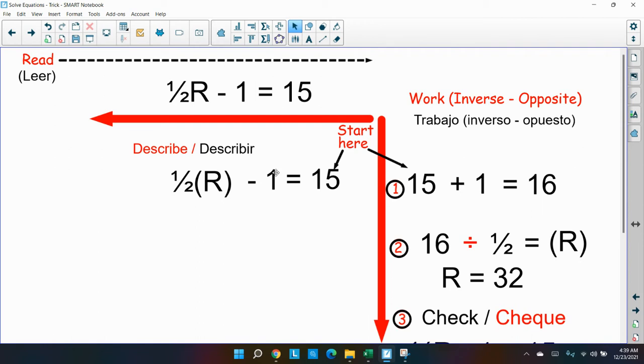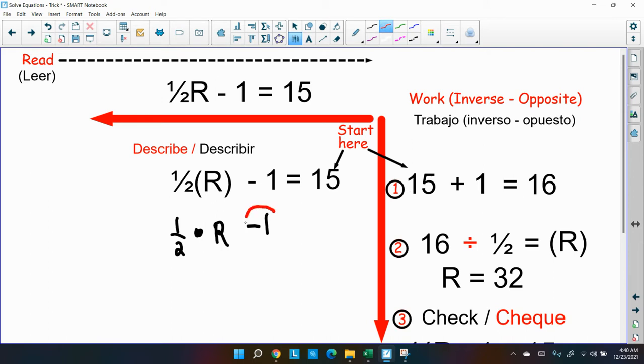So there's a minus 1. The first thing I'm going to write down is subtraction of 1. Then I notice over here there is a 1/2 r. If we remember our coefficient, that means 1/2 is being multiplied by the letter r. So let's go backwards by doing the opposite. My first thing is to take the 15 where I start, and go backwards doing the opposite.